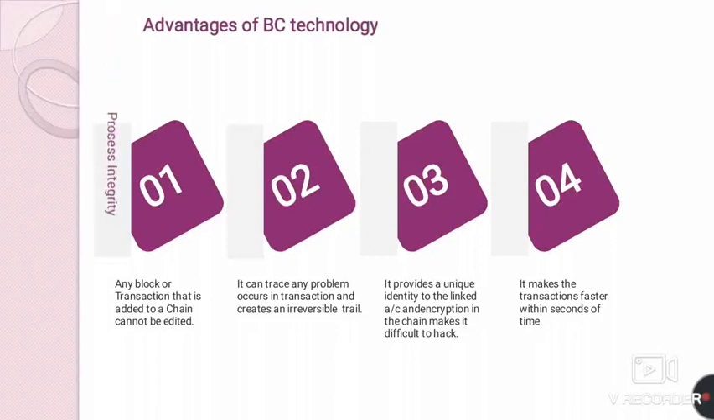The first one is process integrity. Any block or transaction that is added to a chain cannot be edited. The second one is traceability. It can trace any problem that occurs in a transaction and creates an irreversible trail. The third one, security. As we already know, we are using cryptography. It provides a unique identity to the linked account, and encryption in the chain makes it difficult to hack. The fourth one is quick processing. It makes the transaction faster, within seconds.